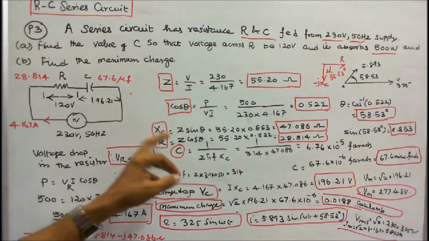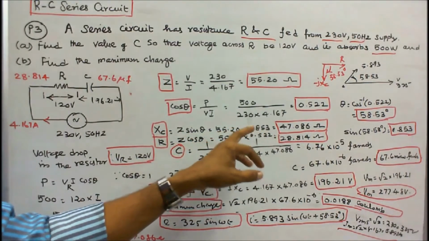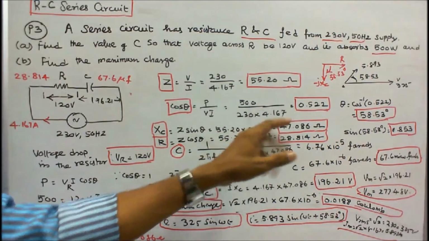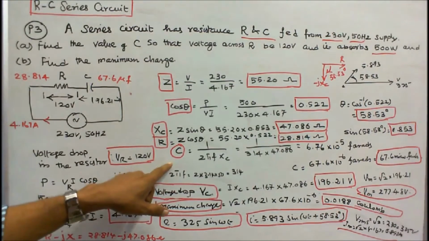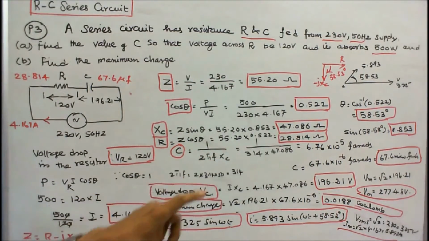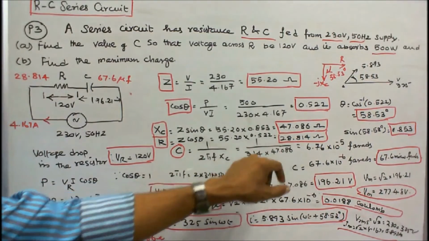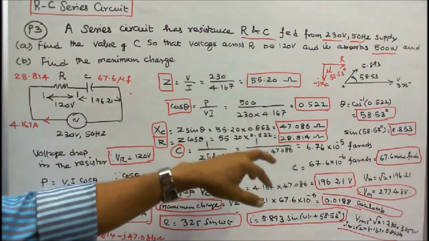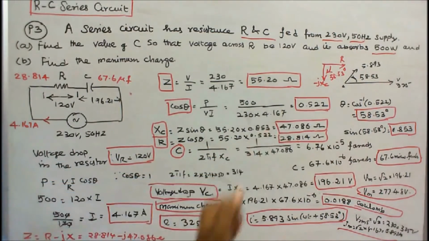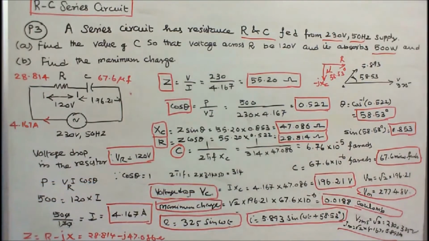Capacitive reactance Xc is equal to Z into sin theta. Here Z is 55.20 into 0.853, that is equal to 47.086 ohms. Xc, the capacitive reactance. I can find the capacitance C is equal to 1 by 2 pi F into Xc. 2 pi F is equal to 314. That is equal to 1 by 314 into 47.086. That is equal to 6.76 into 10 power minus 5 farads, or 67.6 microfarads. Capacitance C is 67.6 microfarads.